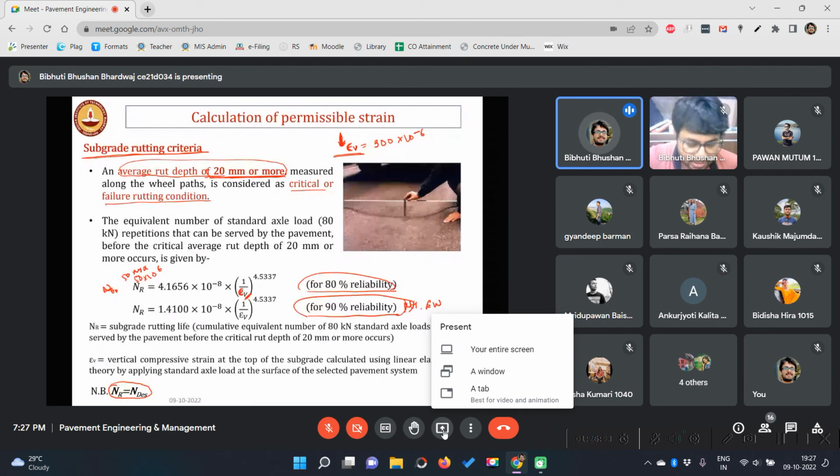Then we should ensure that, because of the loading conditions, this epsilon V never exceeds this 300 microstrain. It should never exceed 300 microstrain. Then it is certain that your pavement will not fail during the design life. But if it exceeds 300, say 315 is coming, then it will fail; it will not serve this many 50 MSA. Then you can calculate back, put 315, and you will find that in 30 MSA only it is failing.